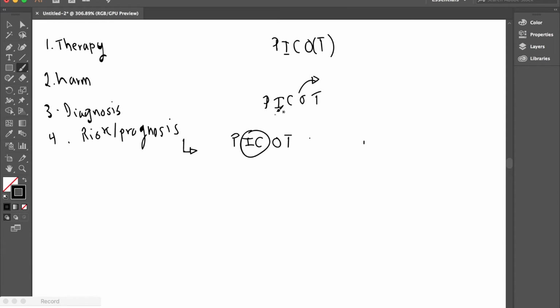Our outcome is what we're interested in. So are they going to get a worse prognosis, or do they develop the disease? And T again is just time, right?